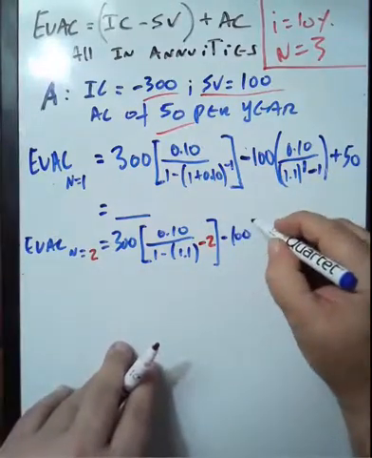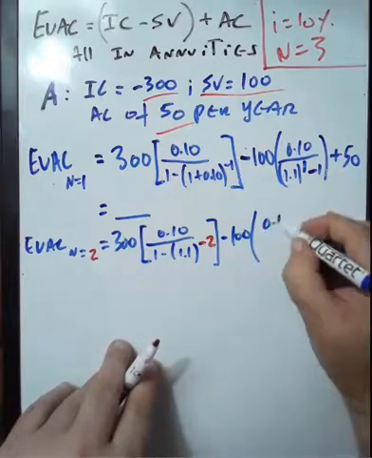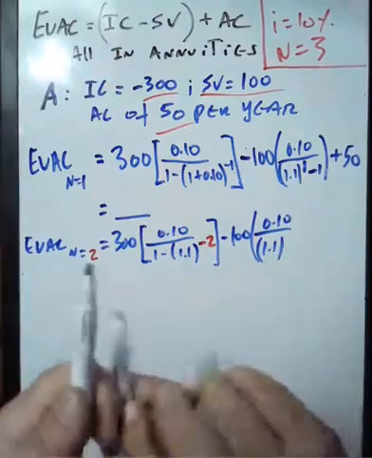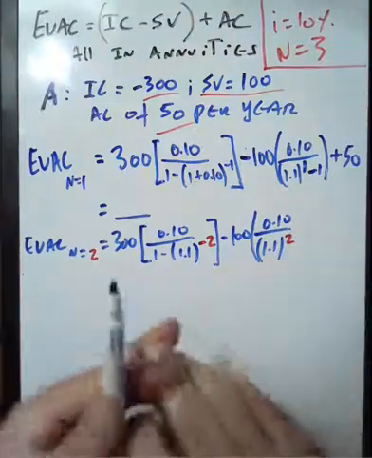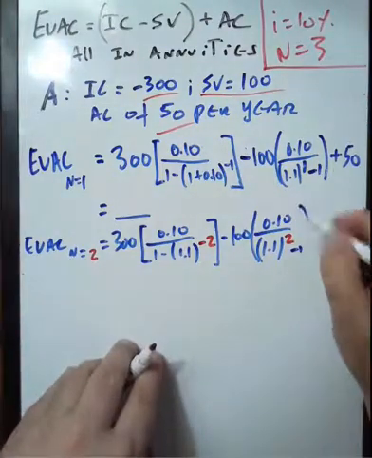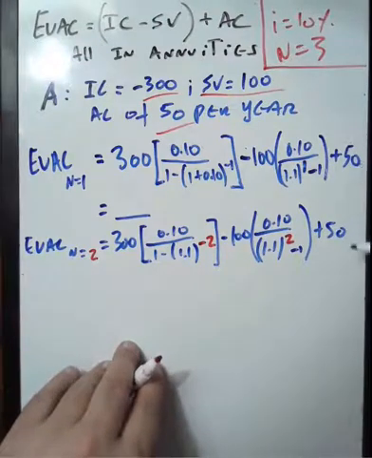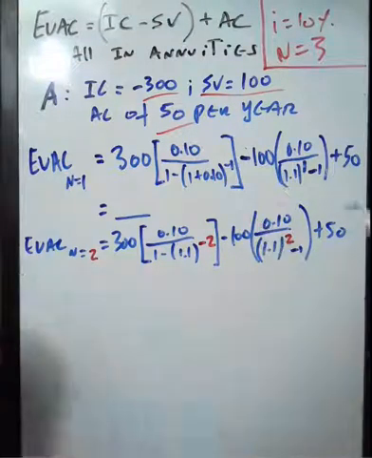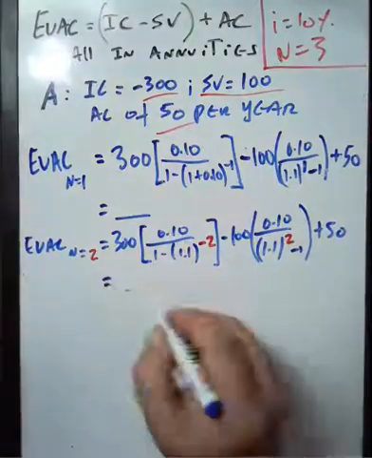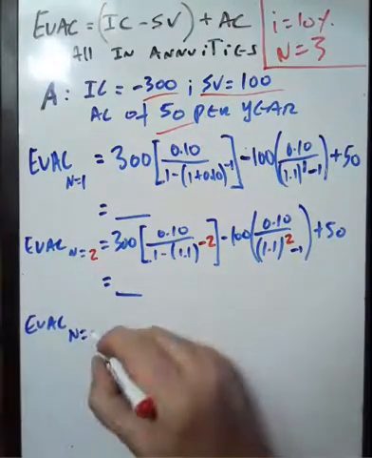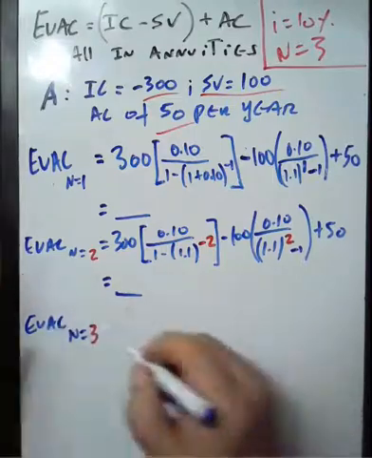Then we take out the annualized salvage value, 0.10 divided by 1.1 to the power of 2, minus 1, plus 50. The 50 remains flat because it's a flat annuity. This is per year. So then we are left with computing for what if we keep the machine 3 years?